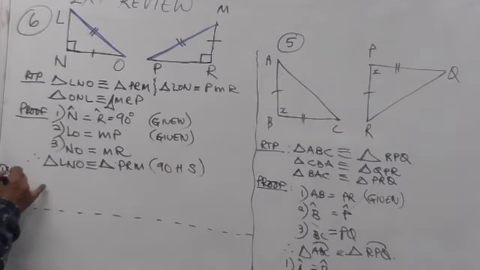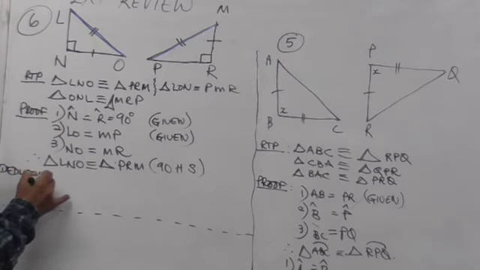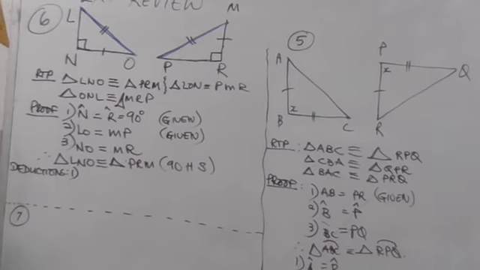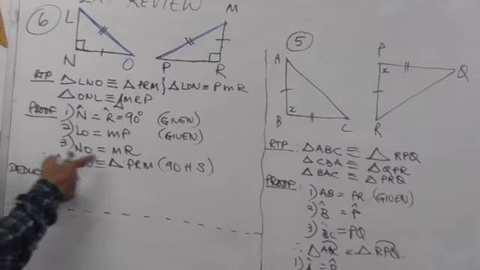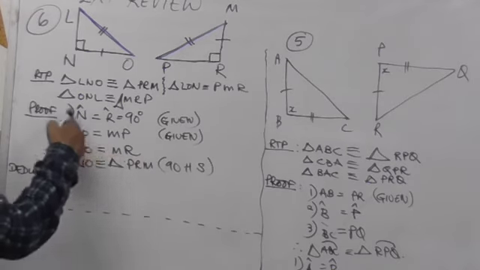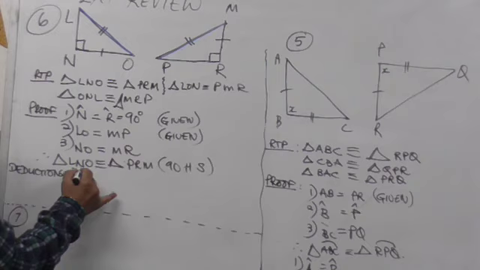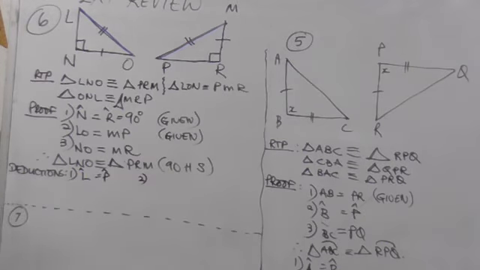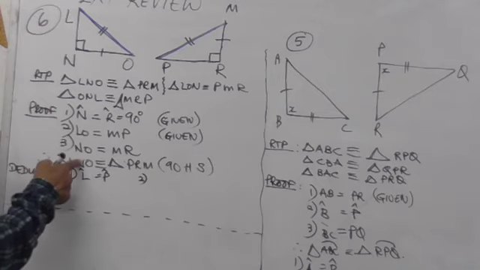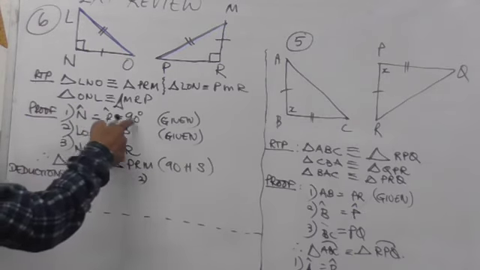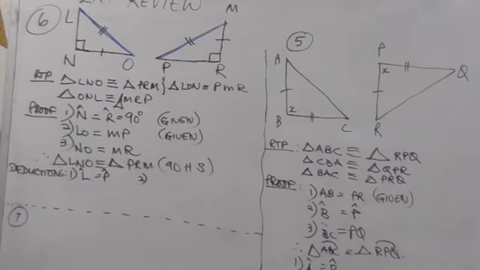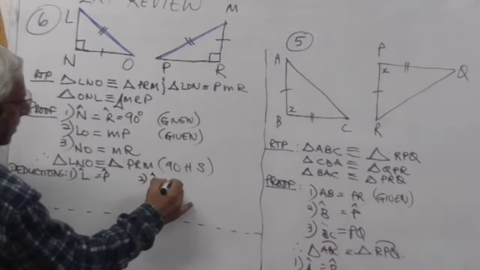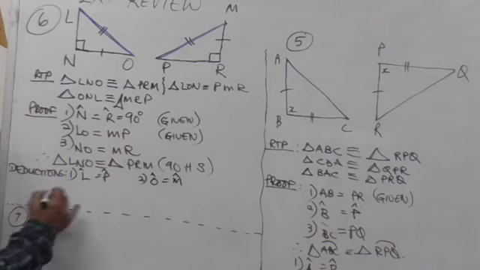Now the deductions. Number 1, I'll do the angles. First one to first one. L is equal to P. Have we used that here? No. So angle L is equal to angle P. Next one. N is equal to R, but N is equal to R is used here, so it can't be a deduction. Last one. O is equal to M. Angle O is equal to angle M.